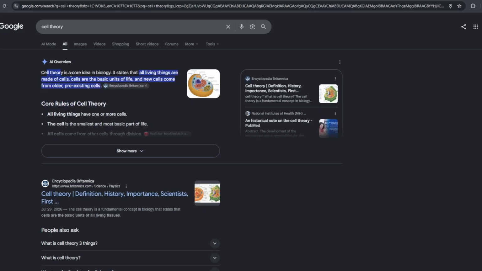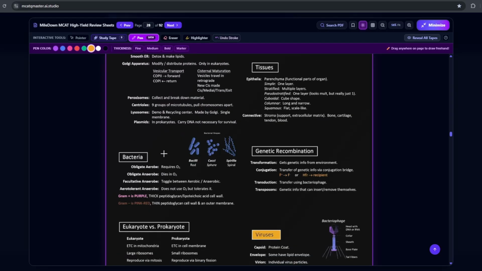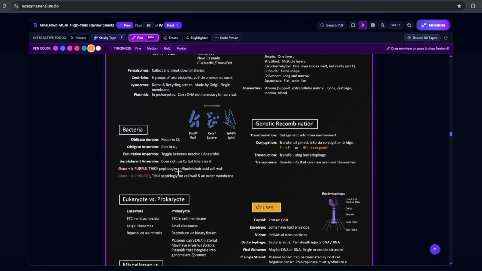Okay, so cell theory is basically the core idea in biology that states that all living things are made up of cells, and cells are the basic units of life, and new cells come from older or pre-existing cells. So these are the 3 core rules of cell theory, and you should probably know them. They're introduced in a lot of biology courses. I don't know why it's not on here. Maybe it's not as high yield, right?